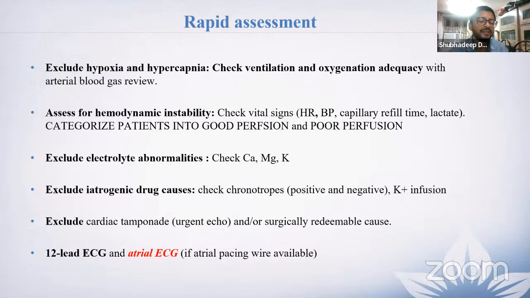If you think that this is a dysrhythmia, this is not something which is sinus, get a 12-lead ECG quickly. But again, this cannot be your first response. First, make sure the patient is stable, and then order an ECG to your nurse. And sometimes there is something called an atrial ECG that we often do in cardiac ICU, which may help you identify the rhythm. So very briefly, what are these atrial ECGs? These are actually done by the pacing wires.